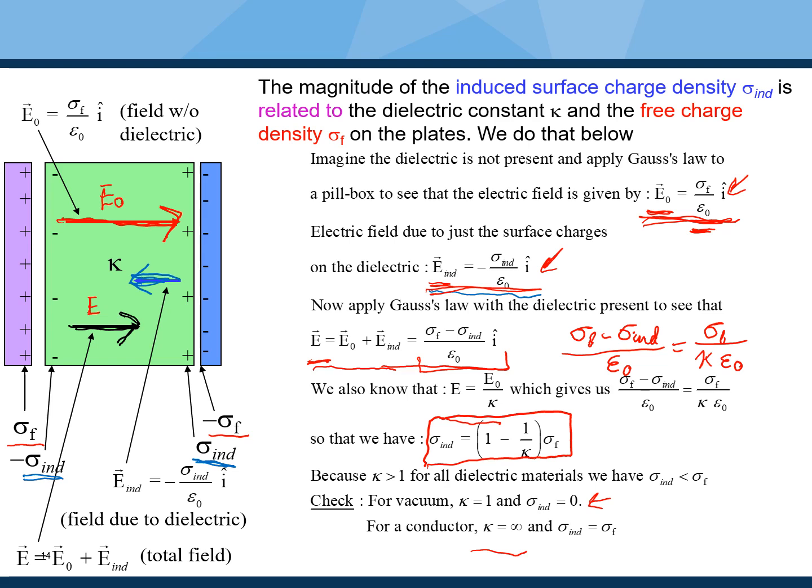So with this, we have understood all the different limiting considerations, and now we have a comprehensive understanding, even at the microscopic level, of how dielectrics work and how they produce a reduction in the electric field inside a capacitor.